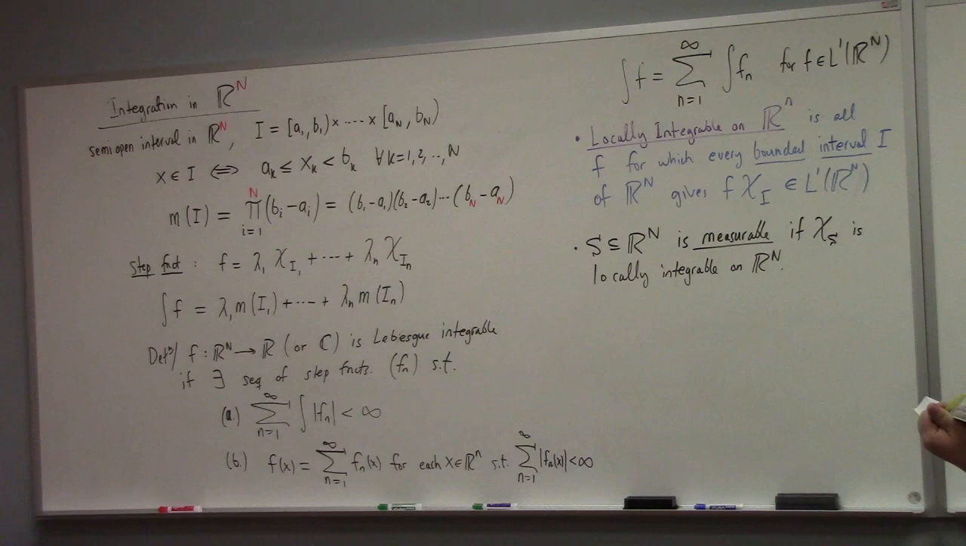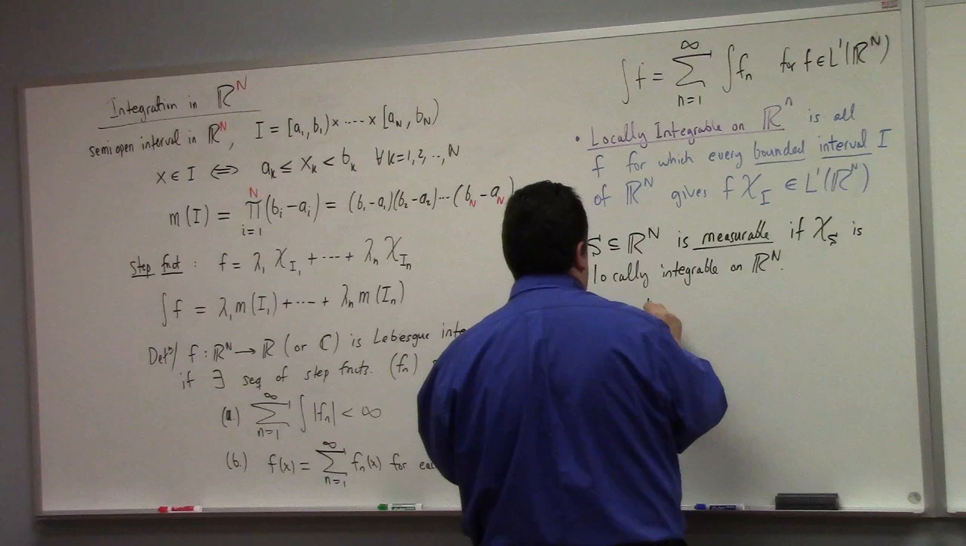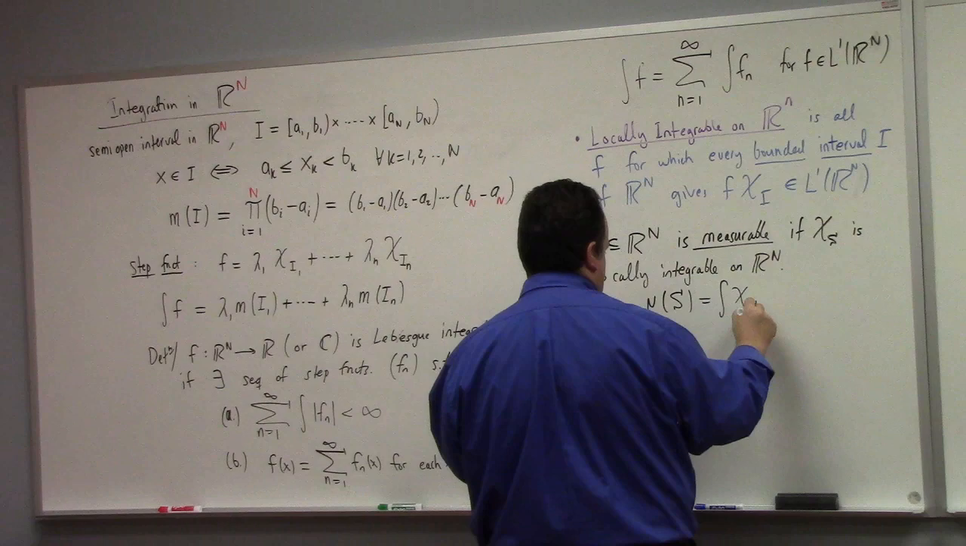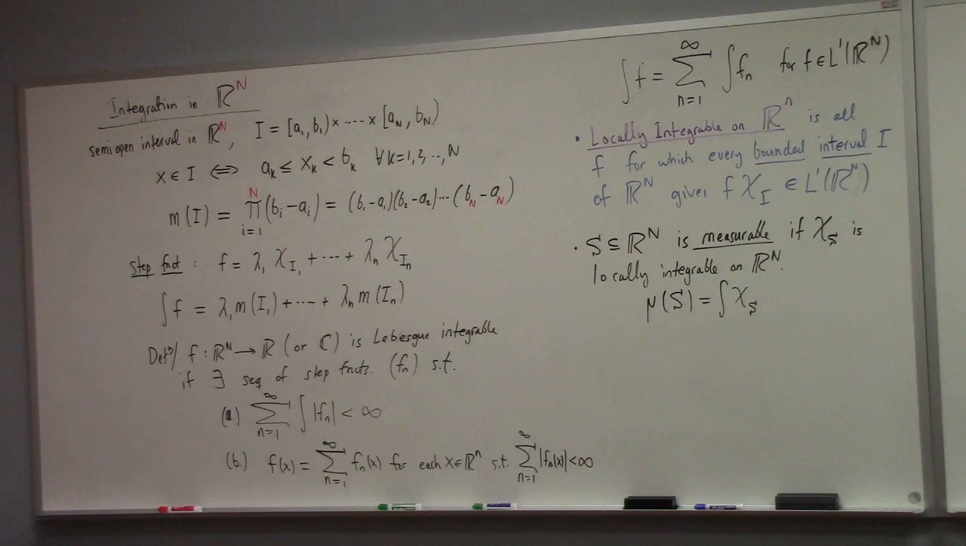And the measure of S, mu S, would then be the integral of the characteristic function of S in this context. And then he says, if the characteristic function is locally integrable but not integrable, then we define mu S to be infinity.